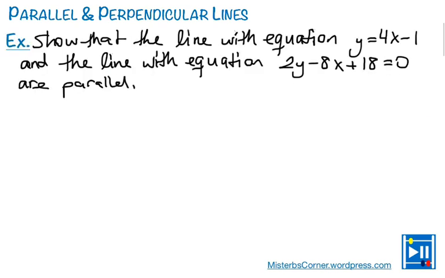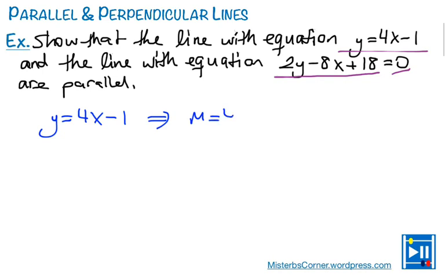So let's look at this example now. It says show that the line with equation y equals 4x minus 1 and the line with equation 2y minus 8x plus 18 equals 0 are parallel. Well, I have to show that their gradients are the same. So for the first equation, the gradient will be 4. So m equals 4. Let's say m1.